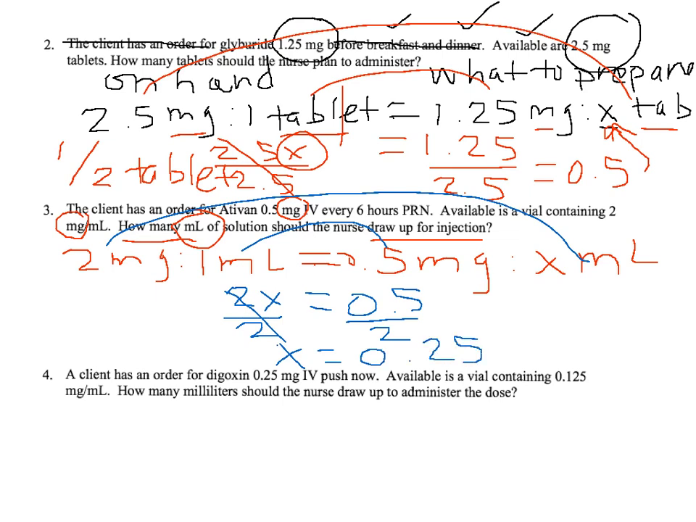0.25 what? Well, where was the x? It was over here by this milliliter. So the answer is 0.25 milliliters. You're going to prepare 0.25 milliliters, which means you're going to have to go and find a syringe that will measure something in that small of a volume.